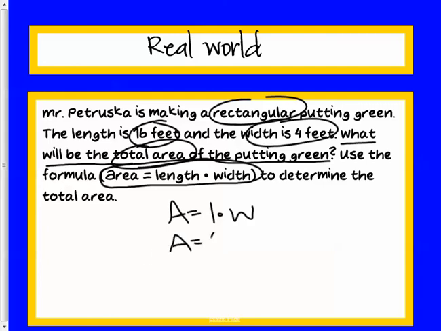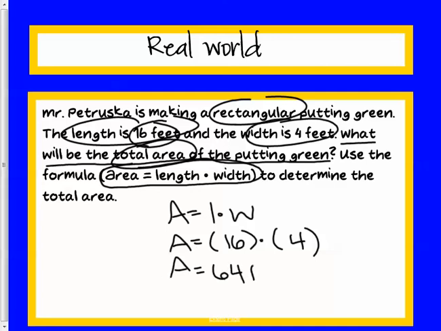Okay, so area equals, put your parentheses, and in for the length, we're going to do 16. In for the width, we do 4. And 16 times 4 is 64, and we do feet squared.